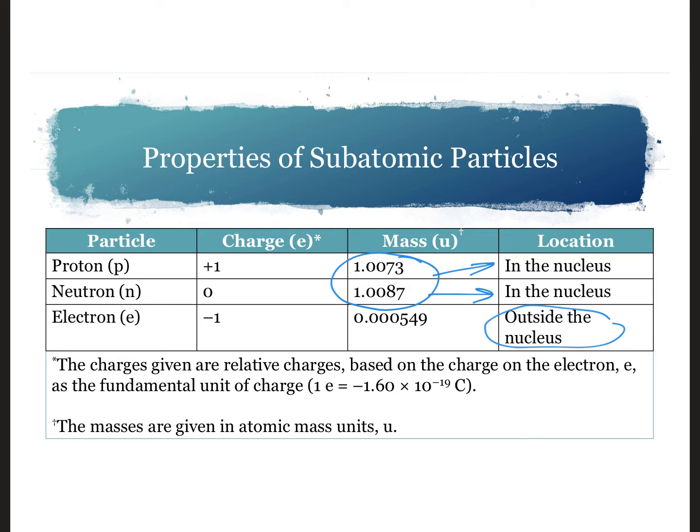The symbols for each subatomic particle are noted in the table, along with the masses in atomic mass units, U, which is based on the mass of a carbon-12 atom and is discussed in the next lecture. Note that the mass of an electron is roughly 1/2000th the mass of a proton or neutron.